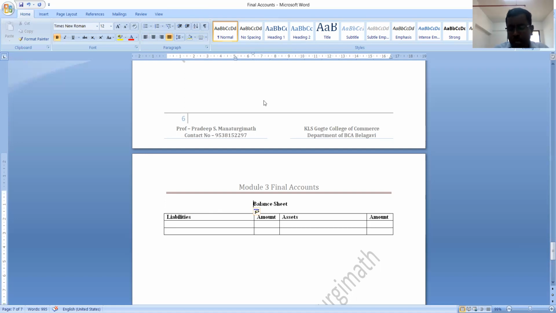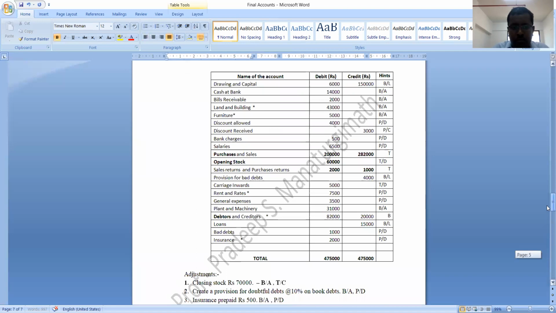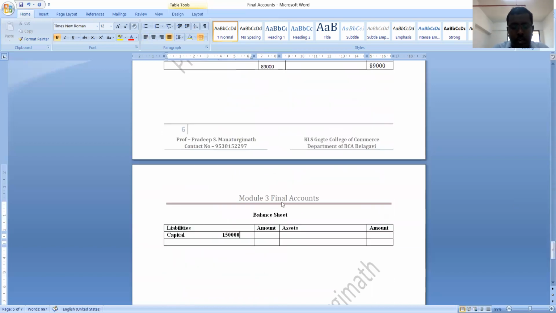Understood? So balance sheet usually begins with recording of capital. So first you have to record capital. What is the amount of capital here? Go through the problem. Amount of capital is rupees 1 lakh 50,000. See here, capital is 1 lakh 50,000. Drawings is 6,000. That drawings must be deducted from this capital.